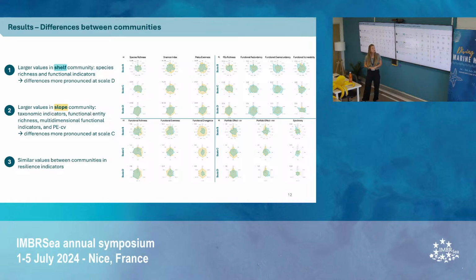Regarding the differences between communities, we found that in the shelf community there were larger values in species richness and functional indicators, with the differences being more pronounced at scale C, the intermediate scale. In the slope community, however, the larger values were found in the other taxonomic indicators, functional entity richness, multidimensional functional indicators, and the portfolio effects computed with the CD method. Between the communities in resilience indicators, the values were similar, but depending on the spatial units, sorry, depending on the area.